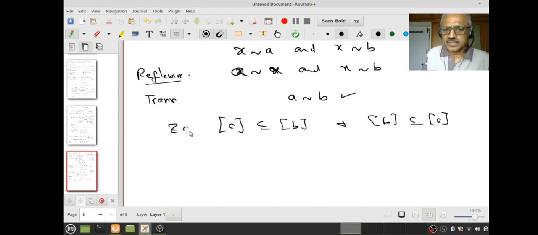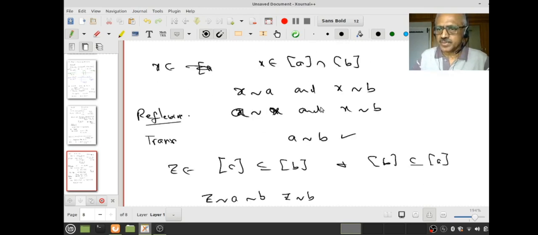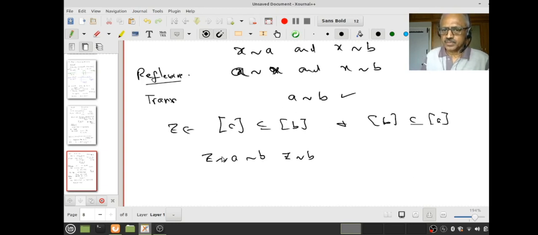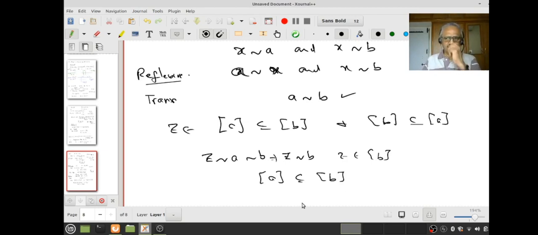So let's start with Z in this equivalence class. That means Z is related to A. But I know A is related to B, since the equivalence classes have a non-empty intersection. By transitivity, Z is related to B. That means Z belongs to the equivalence class of B. So the equivalence class of A is a subset of the equivalence class of B. Now interchange the roles of A and B, you get equality.